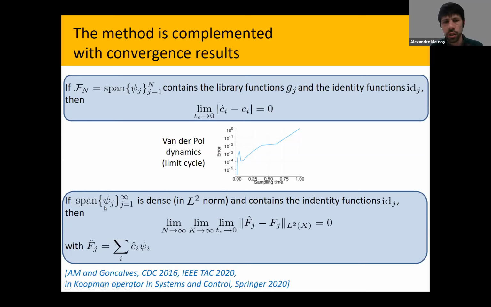And we need, in this case, a condition. There are a few technical conditions, but I have not written everything here, so I will refer you to the paper if you are interested. But the main condition is that the set of basis functions should be dense in our space of functions, in L2 norm. In this case, you have a convergence of the estimated vector field to the true vector field in L2 norm, if the sampling time tends to 0, but also if the number of basis functions and the number of data points tend to infinity. Again, this illustrates the fact that basis functions should be chosen in a smart way, and probably that machine learning could be helpful in this context.